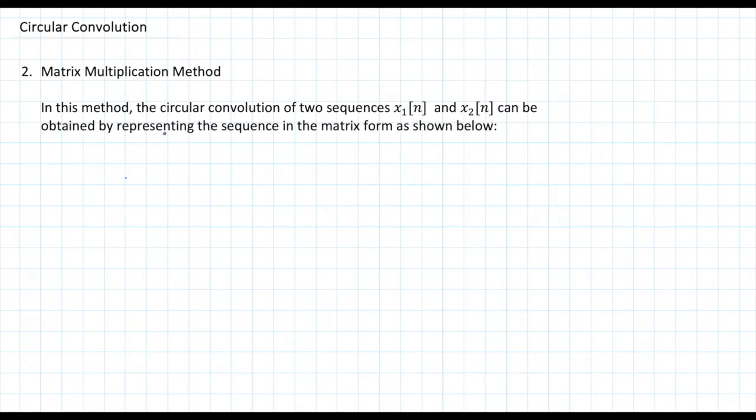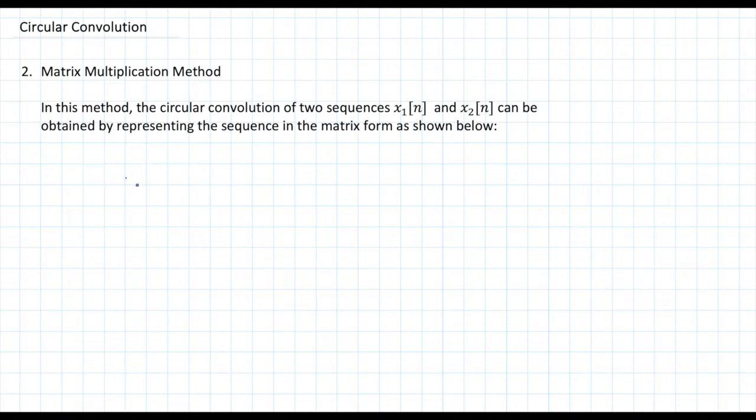In this video, I will explain another method for calculating the circular convolution of two different sequences. The method is known as the matrix multiplication method. In this method, the circular convolution of two sequences, let's say x1 and x2 of n, can be obtained by representing the sequences in the matrix form as shown below.